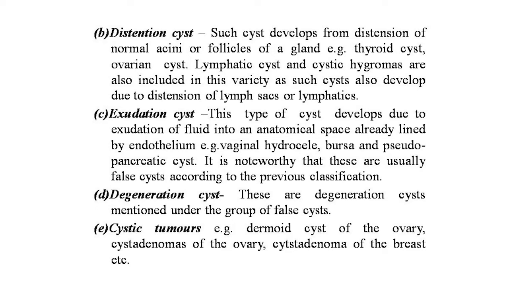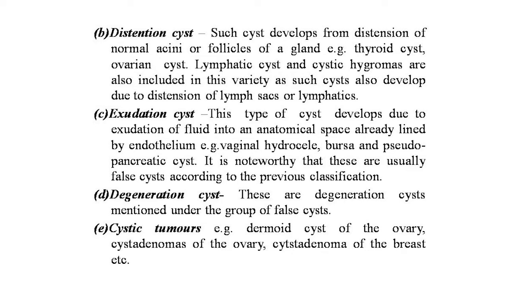Such a cyst also develops due to the distension of lymph node sacs or lymphatics. Exudation cyst: this type of cyst develops due to the exudation of fluid into an anatomical space already lined by endothelium, that is the vaginal hydrocele, bursa and pseudopancreatic cyst. It is noteworthy that these are usually false cysts according to the previous classifications.